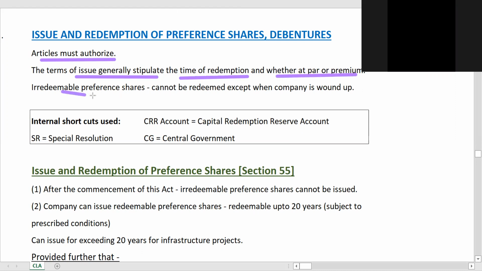Now, irredeemable preference shares means which cannot be redeemed. That is called irredeemable. So it will naturally get redeemed only when the company is wound up. Once the company is wound up, at that point of time, anyway everything gets redeemed, right? Even equity gets redeemed. So irredeemable means it will not get redeemed during the lifetime of the company.